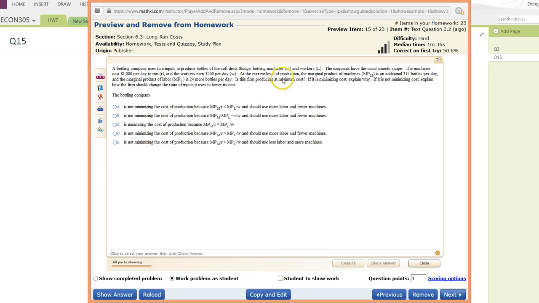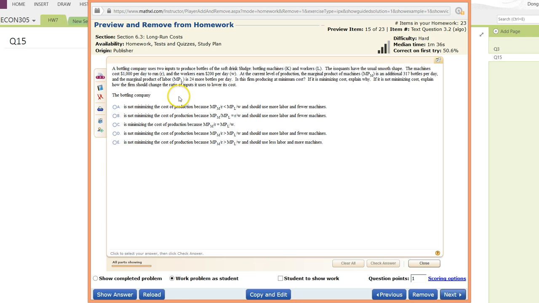At the current level of production, the marginal product of machines, MP subscript M, is an additional 317 bottles per day, and the marginal product of labor, MP subscript L, is 24 more bottles per day. Is this firm producing at minimum cost? If it is minimizing cost, explain why. If it is not minimizing cost, explain how the firm should change the ratio of inputs it uses to lower its cost.